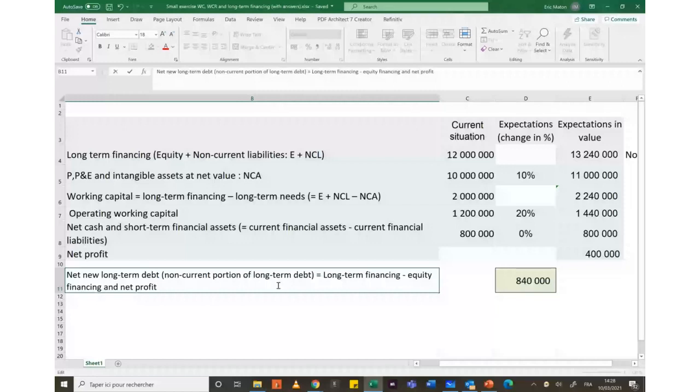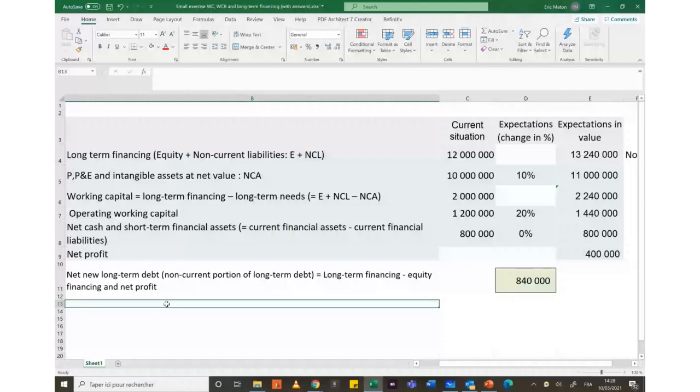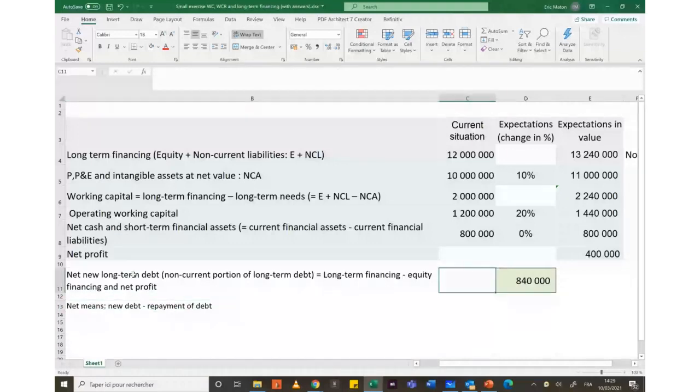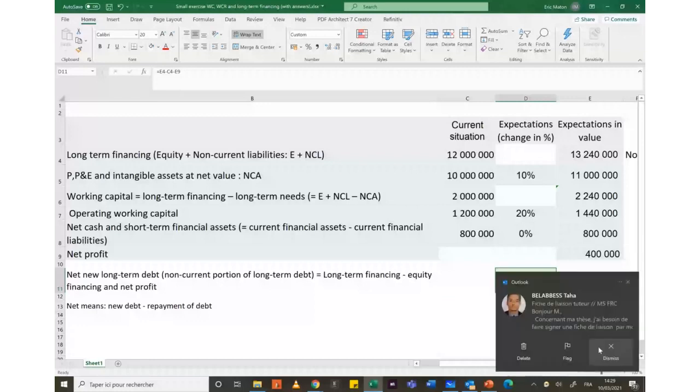Net means here new debt minus repayment of the debt. So it's a net new long-term debt. So we need to have more new financing than the repayment of the debt by 840,000. So yes, you have the good answer.